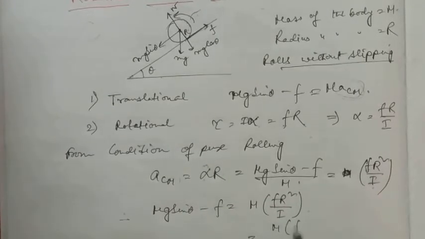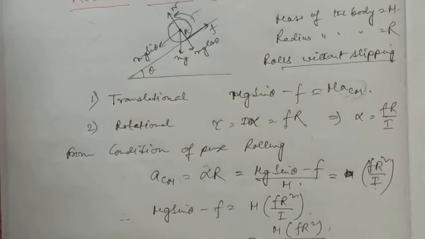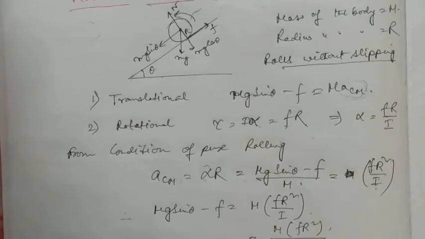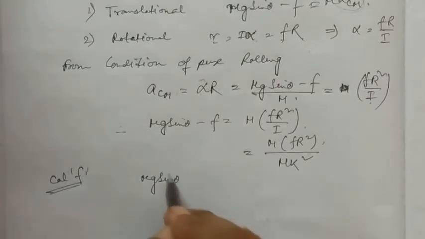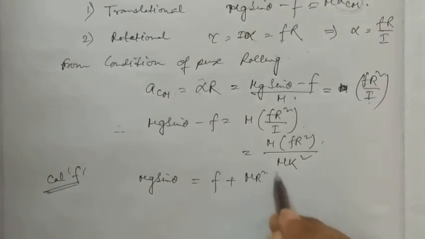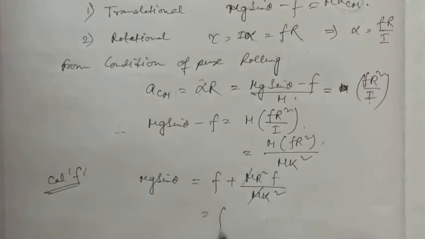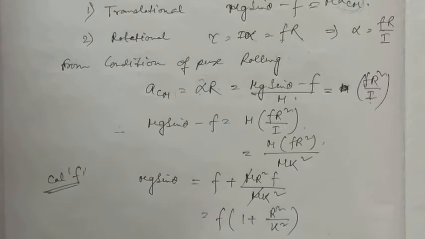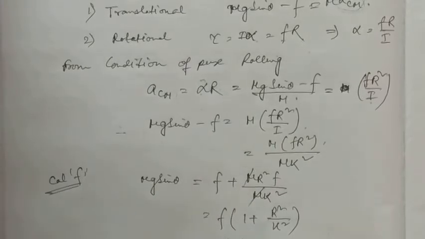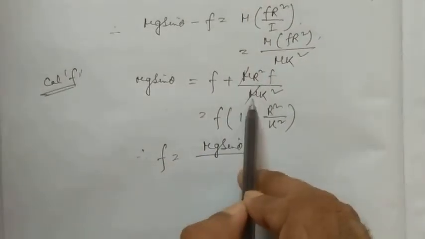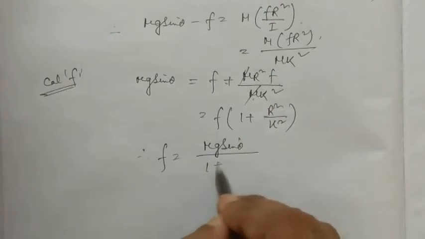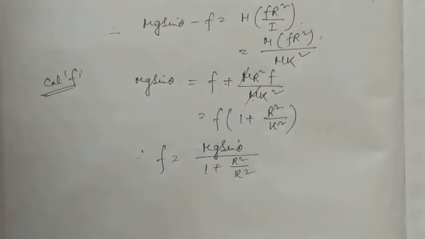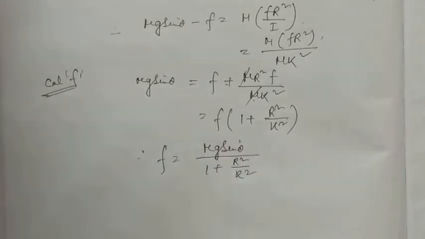Instead of I, we are replacing it with the radius of gyration, that is M k square. So mg sin theta minus F, and you have to calculate F from it. Calculation of F: mg sin theta is equal to F plus M R square F by M k square, where M gets cancelled out. If we take F common, then R square by k square. That means F is equal to mg sin theta by 1 plus R square by k square. So this is the value of the frictional force for pure rolling.